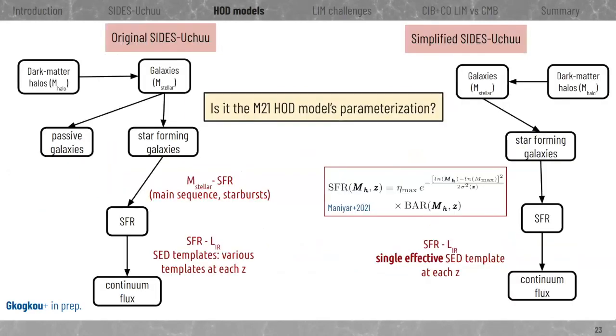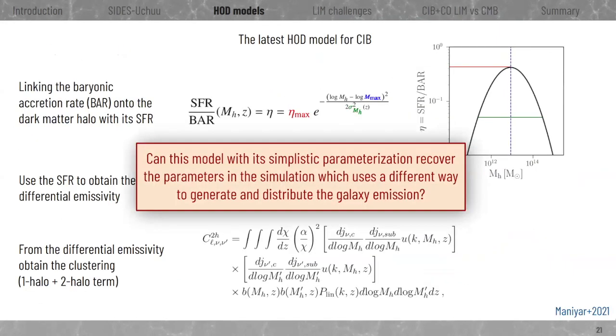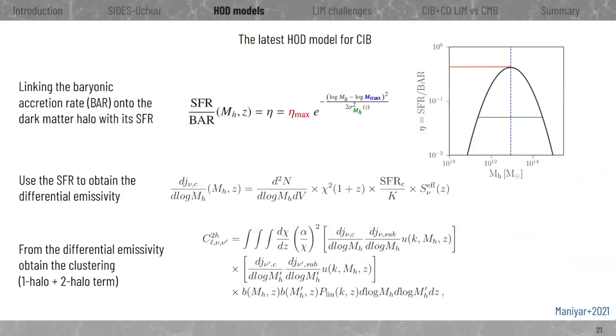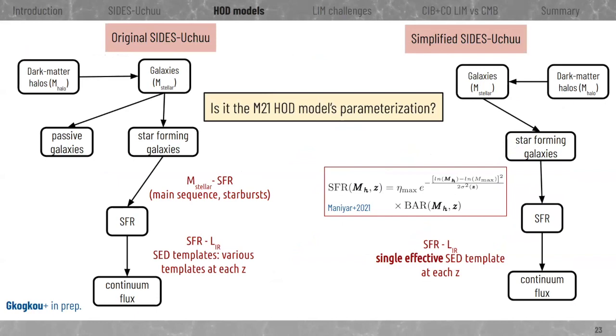So from this point on, I needed to understand what the problem is. The first thing that popped out was maybe it's the parameterization of the model. Maybe this parameterization here is too simple to parameterize what is happening. So to test that, here on the left, you see the original simulation, how it works. It's the one I already showed you.